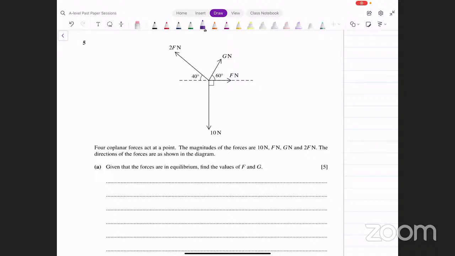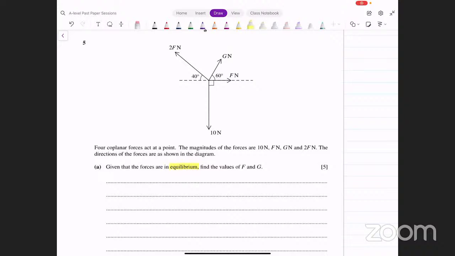Let's try this. 4 coplanar forces. There are 4 forces. They act at a point. The magnitudes of the forces are 10 Newton, F Newton, G Newton, and 2F Newton. आपको सारी diagram के ऊपर नजर आ रही हैं. The directions of the forces are shown here. So given that the forces are in equilibrium, that means opposite forces आपकी equal होंगी.